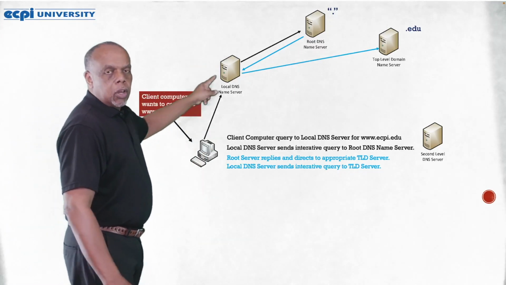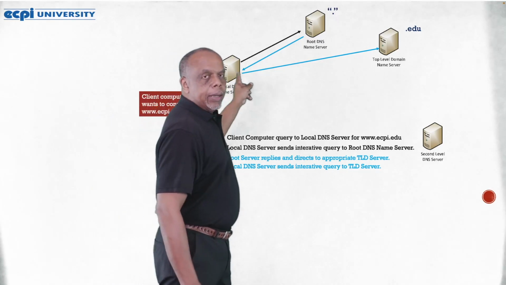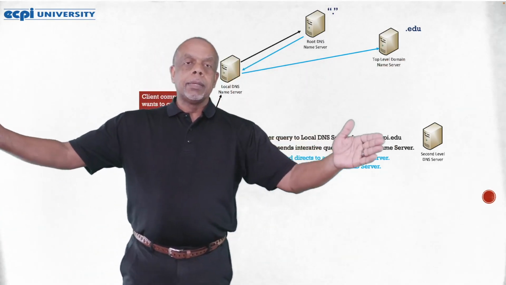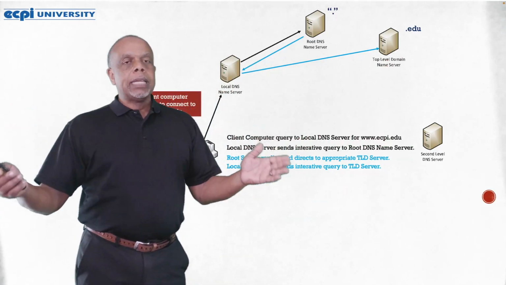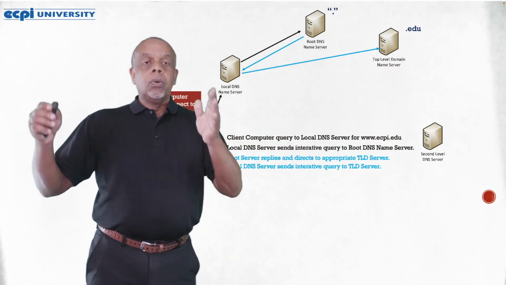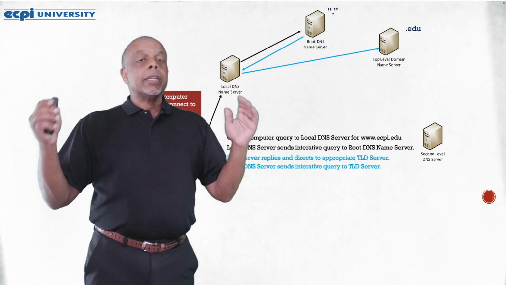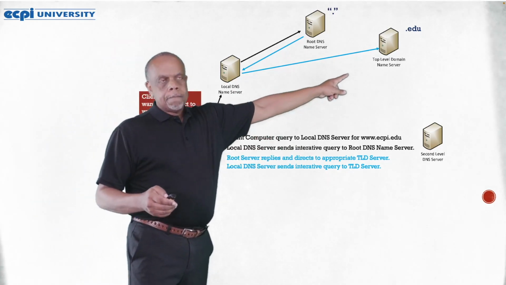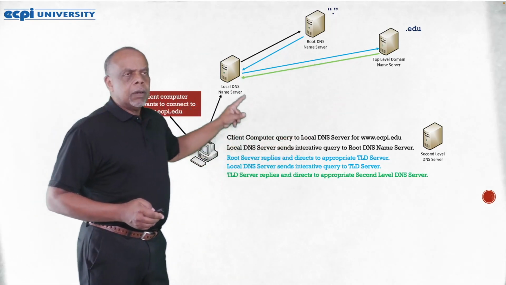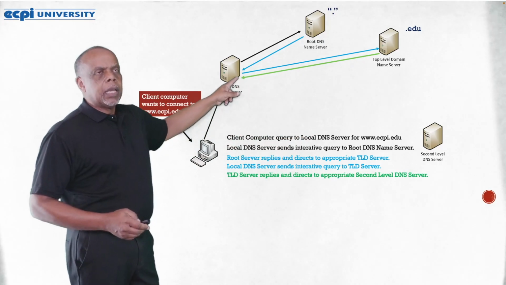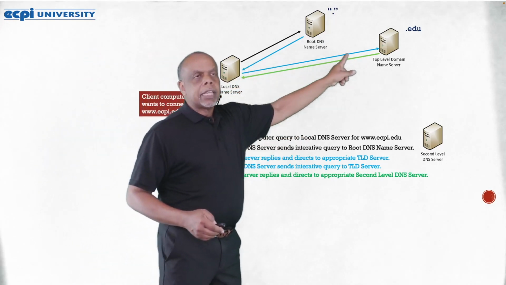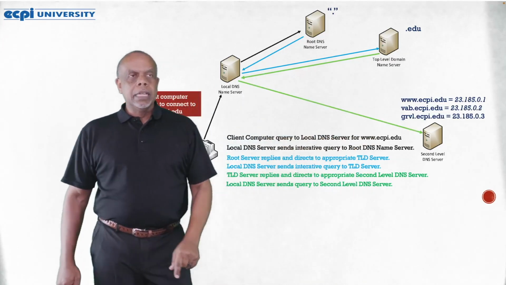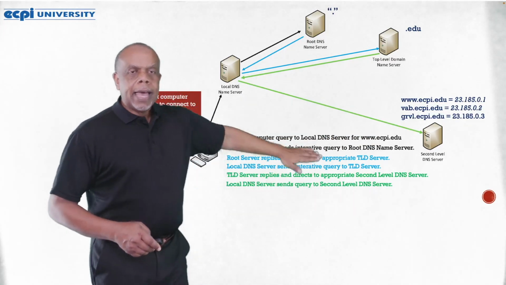So it says, okay, go look here. Now that guy goes over here and asks the top level domain servers. I know I'm on the .edu, and I'm looking for ECPI. This server is going to go, okay, well, I think I know. It replies back and says, what I do know is how to get you to the second level domain name for ECPI. And that's the second level.